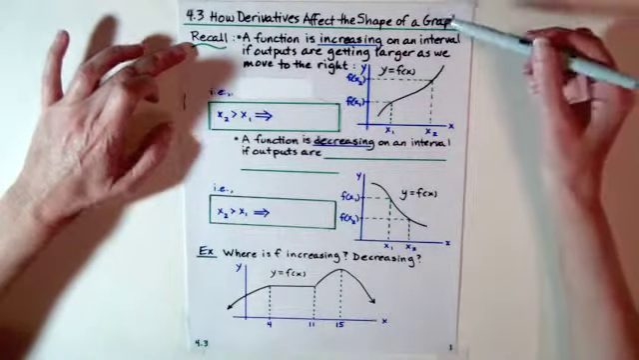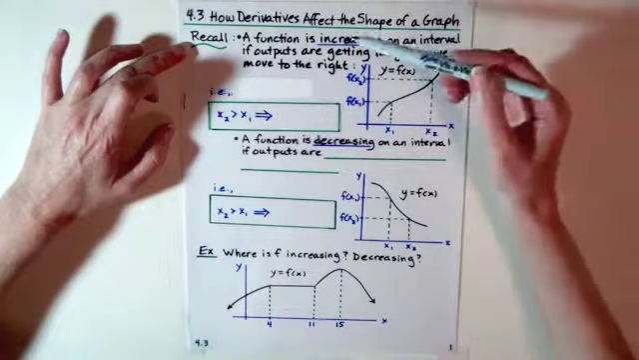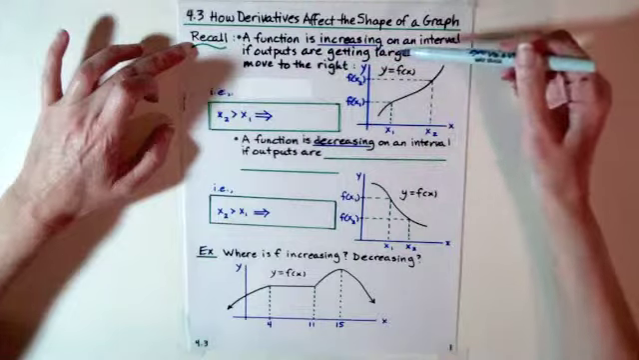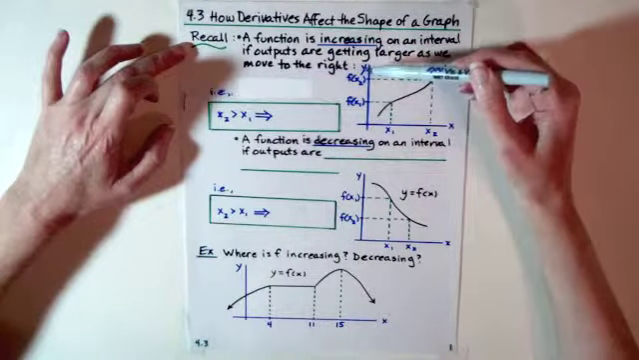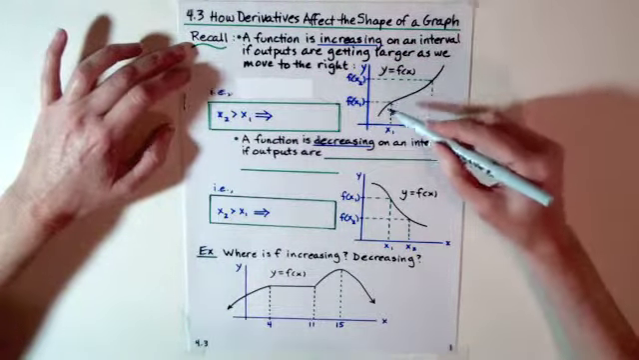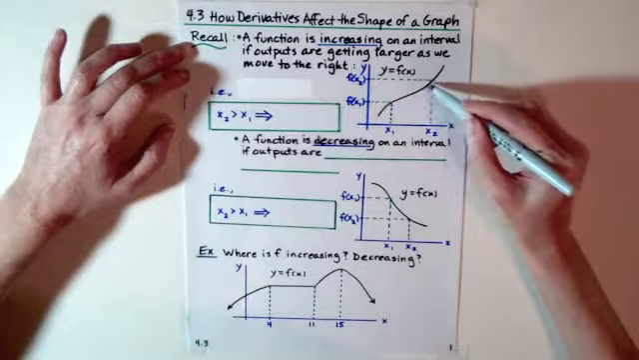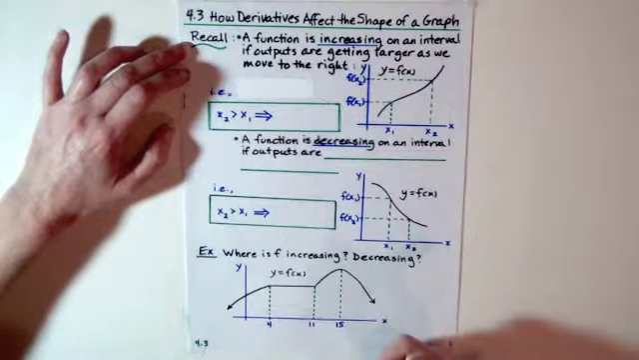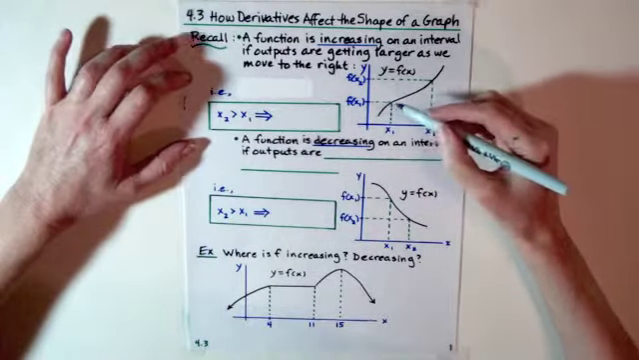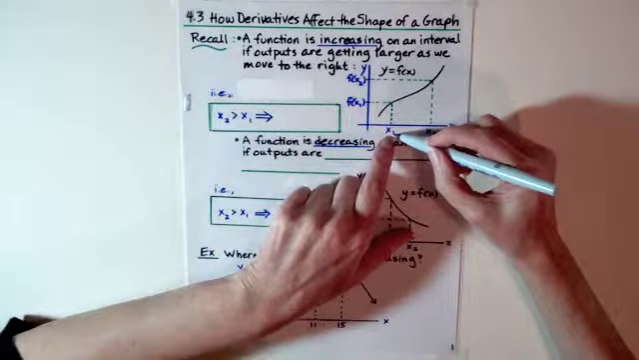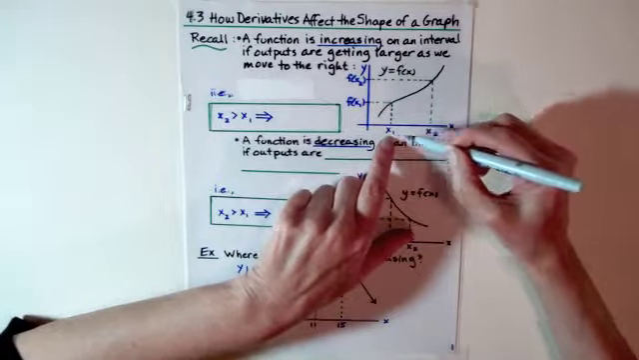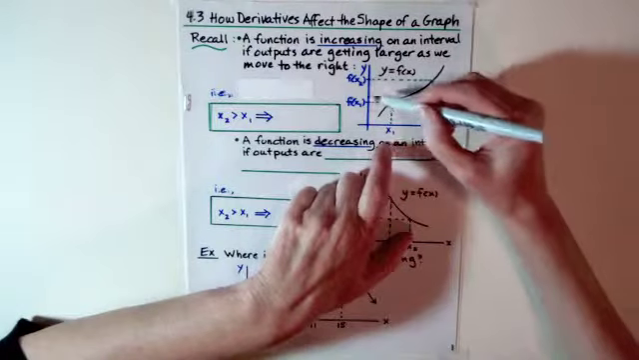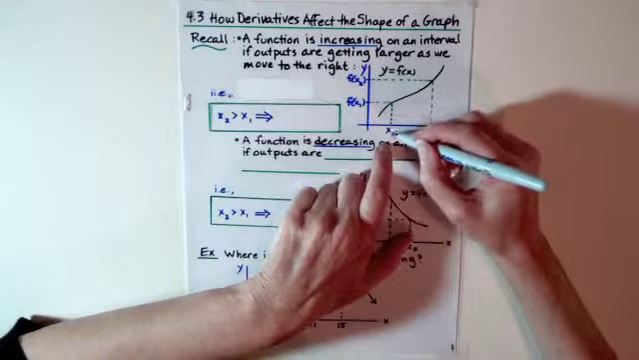So let's look at this little paragraph up here at the top. It says a function is increasing on an interval if the outputs are getting larger as we move to the right. That would be a kind of intuitive definition. We usually say the graph is going up as you move to the right in the positive x direction. Well, if you think about it, that means that as we go from a smaller x value, I'm going to call that x1, to a larger x value, call that x2, something happens to the outputs.